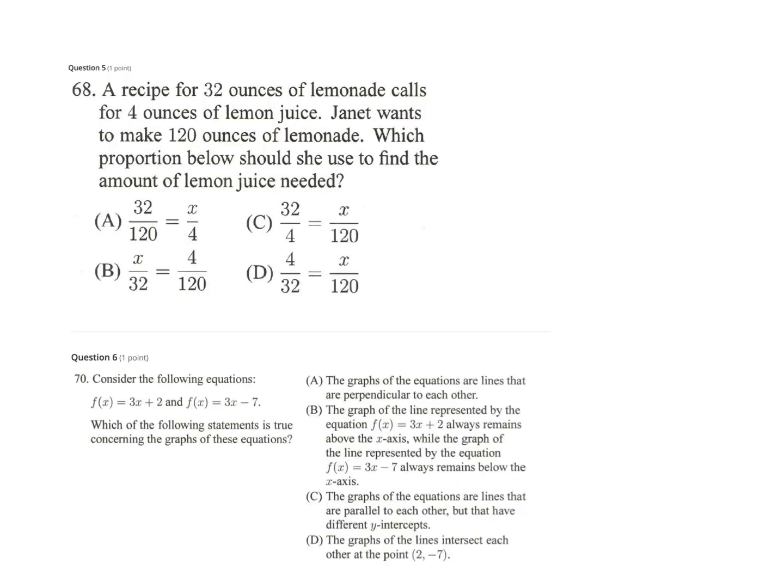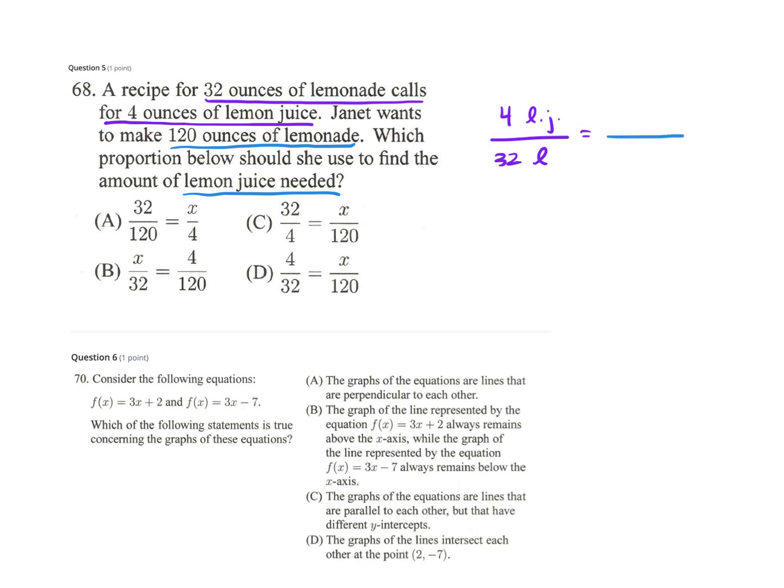All right, next up we have a question about proportions. It says a recipe for 32 ounces of lemonade calls for 4 ounces of lemon juice. So that's going to be a proportion. I'm going to put 4 ounces of lemon juice over 32 ounces of lemonade. Then it says Janet wants to make 120 ounces of lemonade. We need to figure out how much lemon juice she needs.